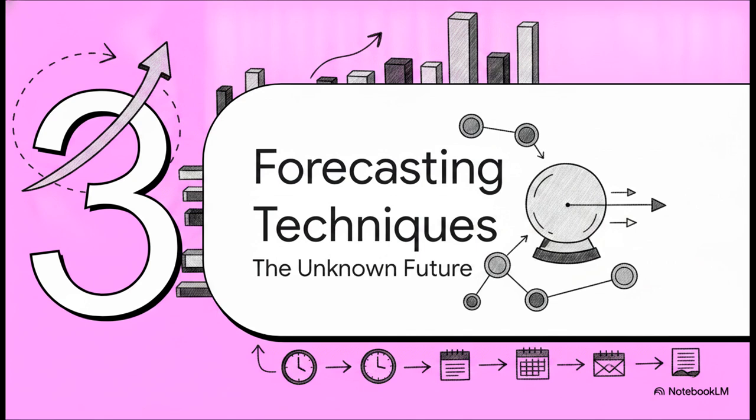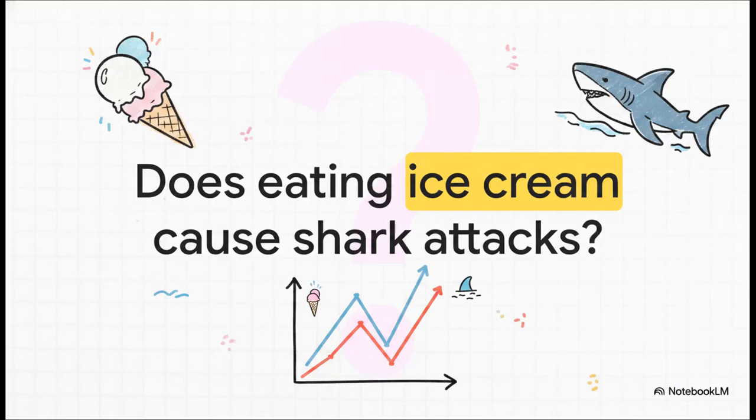Section 3. Forecasting the unknown future. So we've looked at the human element, but to actually build a solid budget, we've got to predict the future using objective statistics and data, not just gut feelings. And to wake you up a bit, I've got a wildly surprising question straight from our source text. Does eating ice cream cause shark attacks?